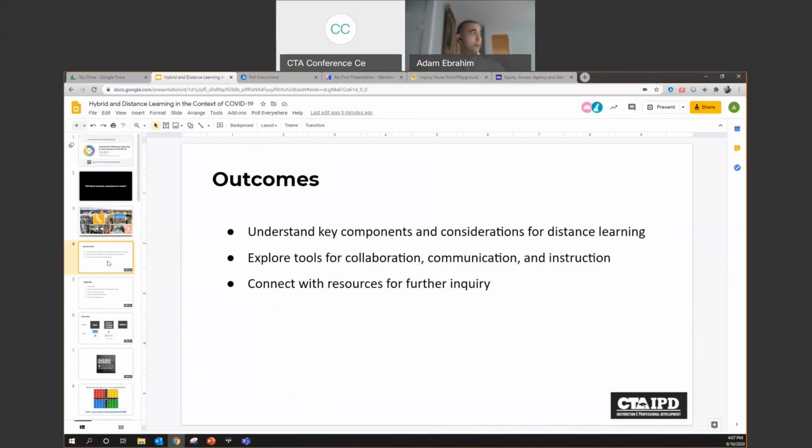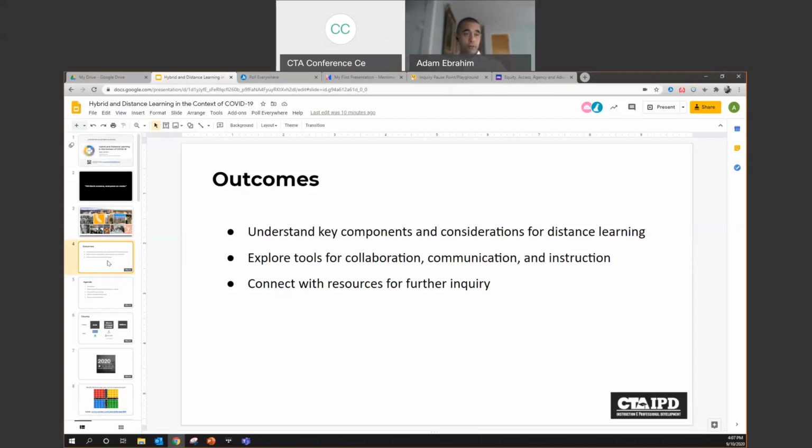But okay. So I'll move back and forth from talking a little bit about content to showing how it could work in a virtual tool. And in that, hopefully we can understand some of the key components and considerations for distance learning, explore some tools for collaboration, communication, and instruction, and then I want to connect you with some resources for further inquiry.